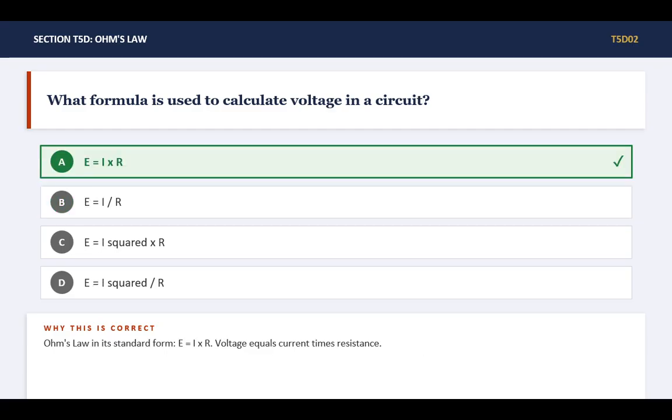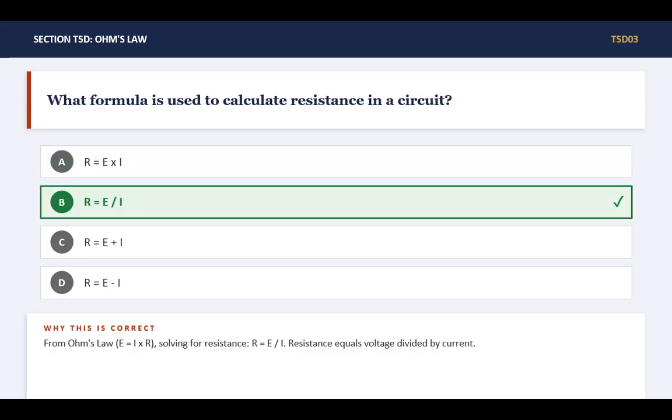What formula is used to calculate voltage in a circuit? E equals I times R. Ohm's law in its standard form, E equals I times R. Voltage equals current times resistance. What formula is used to calculate resistance in a circuit? R equals E divided by I. Resistance equals voltage divided by current.